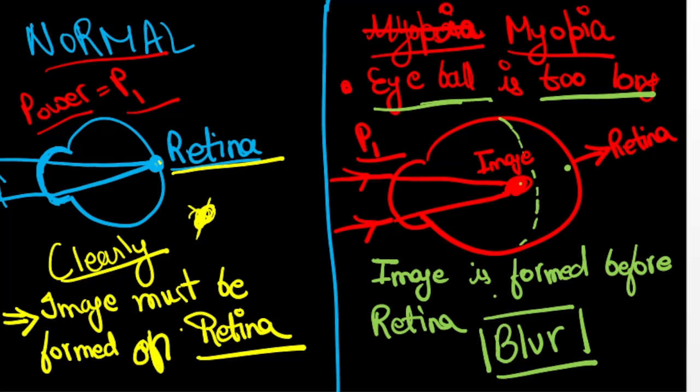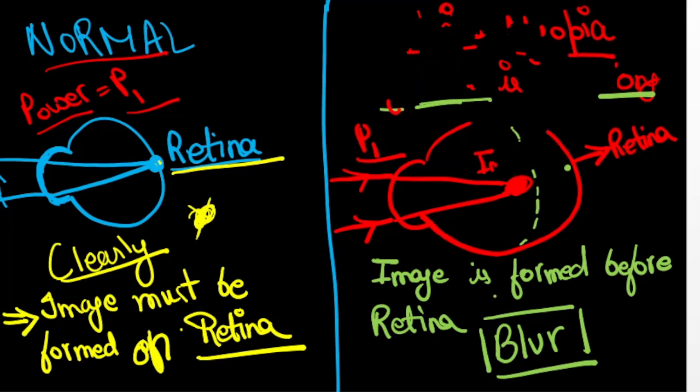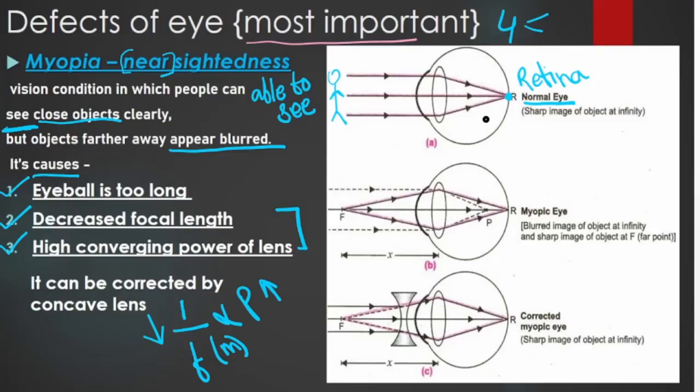Okay, now let us think of some other condition. Let me just get the new slide only because it will take time. Now see, eyeball is too long, this is understood. Eyeball is too long is done.